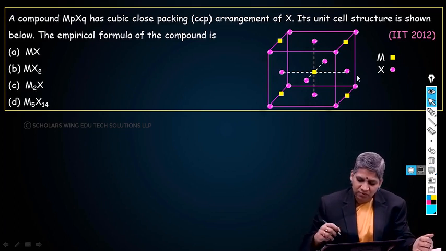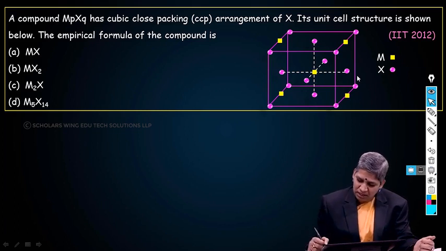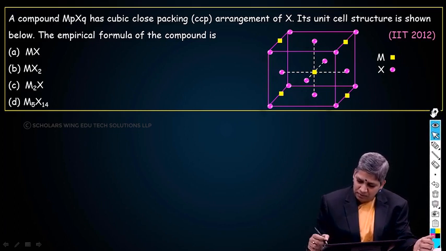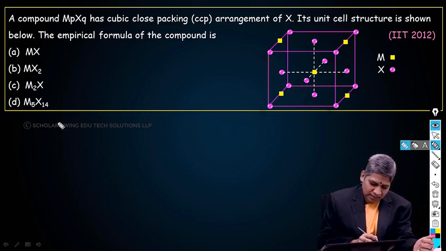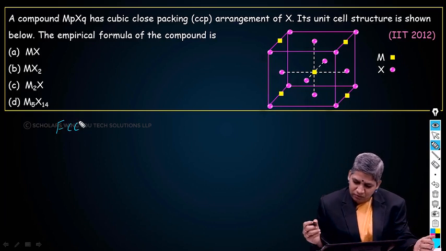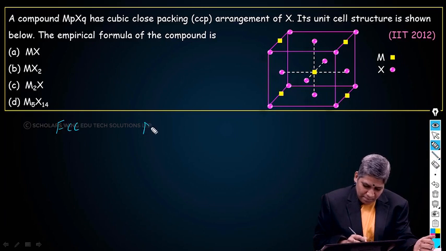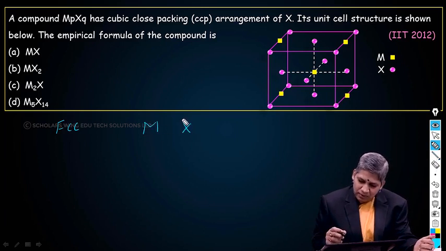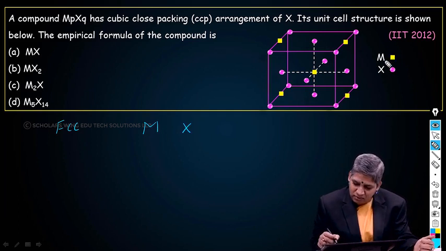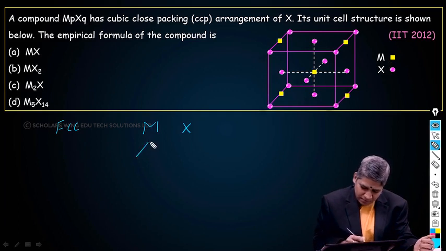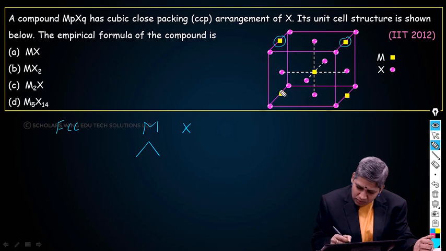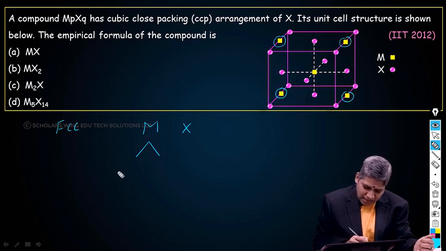Look at this diagram first of all. The CCP arrangement actually indicates FCC, isn't it? So this is actually FCC, but if you watch carefully, here you have the elements M and X. Here, these yellow small squares are all M. So where are M present? Look here. These represent edges. So this is the edge center. 1, 2, 3, 4. They're present at the edge centers.